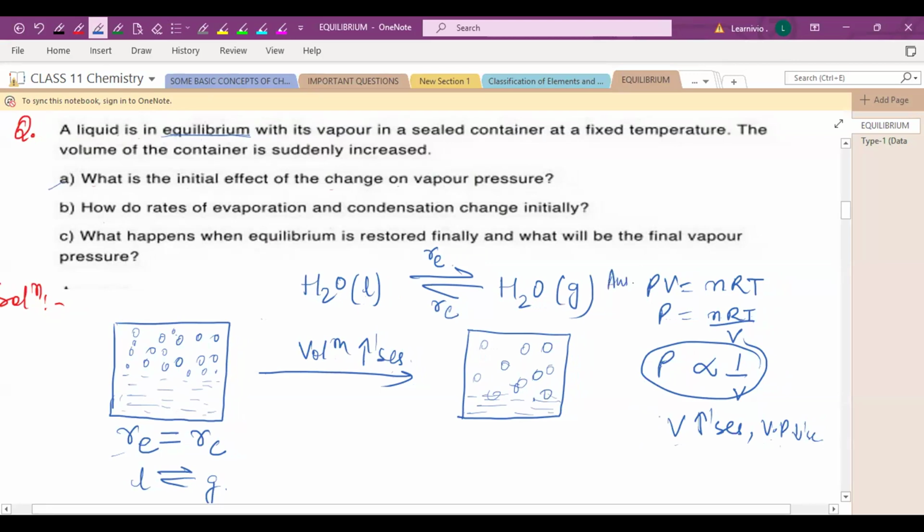The answer to part A: PV equals nRT. Just elaborate this by using this equation. You can show that pressure has an inverse relationship with the volume. So the volume increases according to the question, so vapor pressure will decrease. The effect of the change on vapor pressure is that vapor pressure will decrease. Is it clear, the first one?